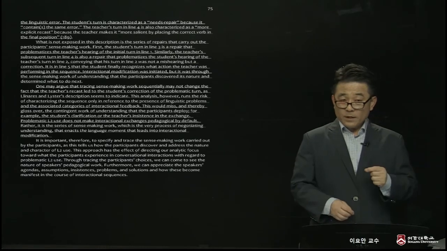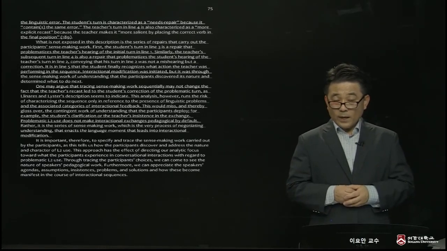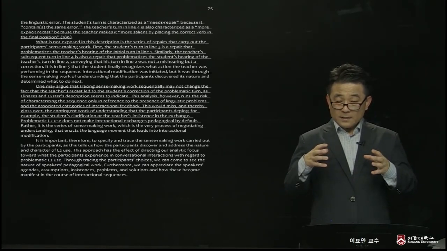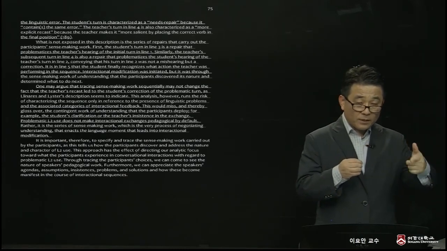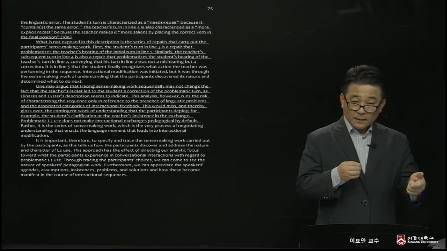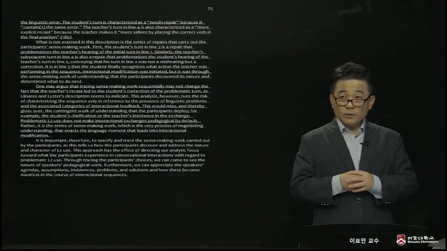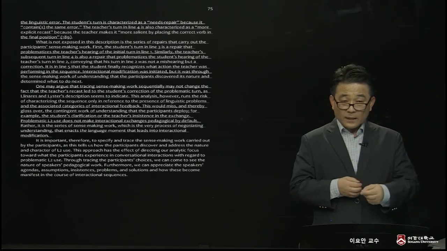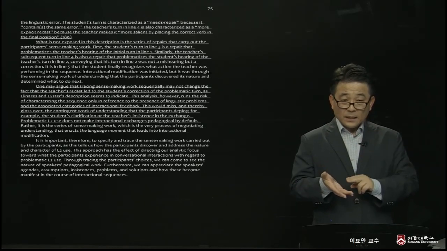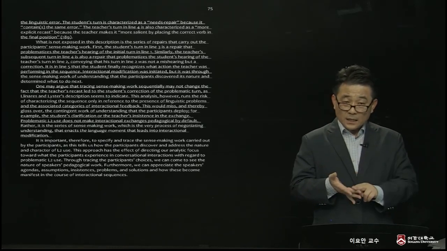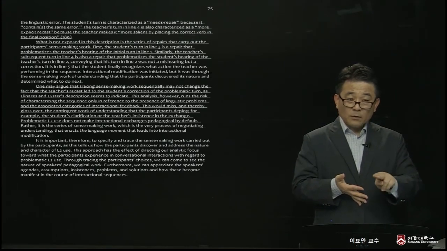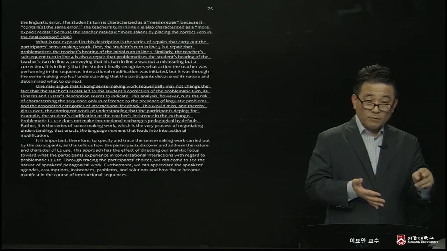Repair is a very important phenomenon where analysts can see how people identify problems in the course of interaction and fix them. And if we look at those problems very closely, then we learn about people's assumptions, intentions, their knowledge and competence about what is being done in the course of conversation.